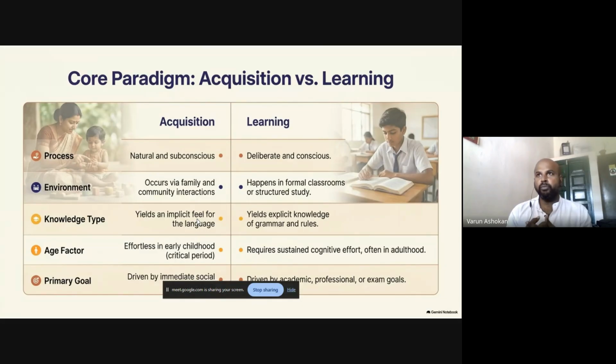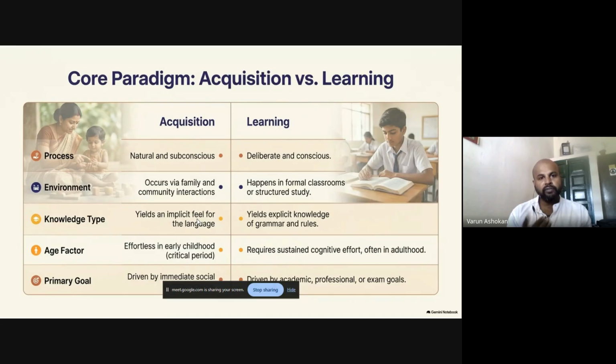Here it is mostly knowledge based. You gather information, you learn to read, write, and try to use. Whereas acquisition involves so much affective domain, emotions. It can be a child who is acquiring the language, and it can also be an adult who acquires the language.